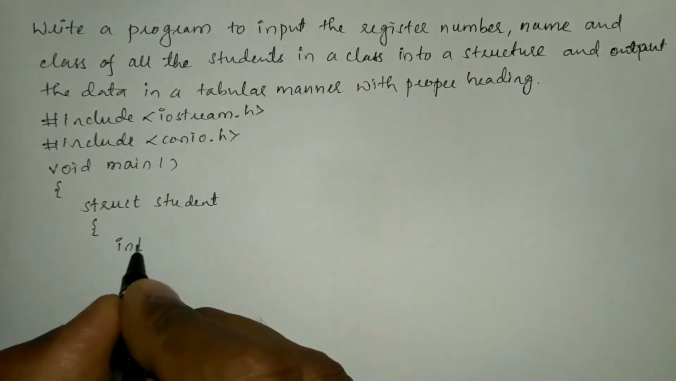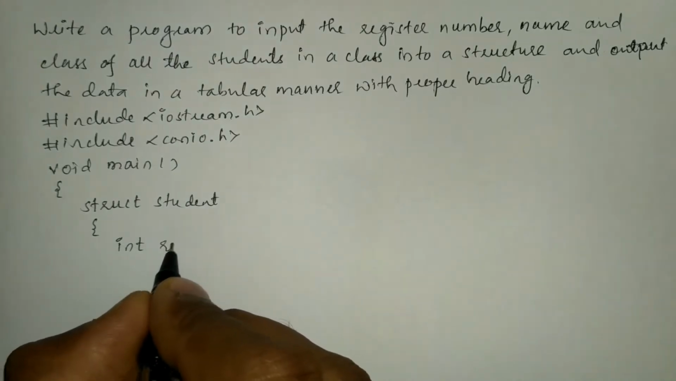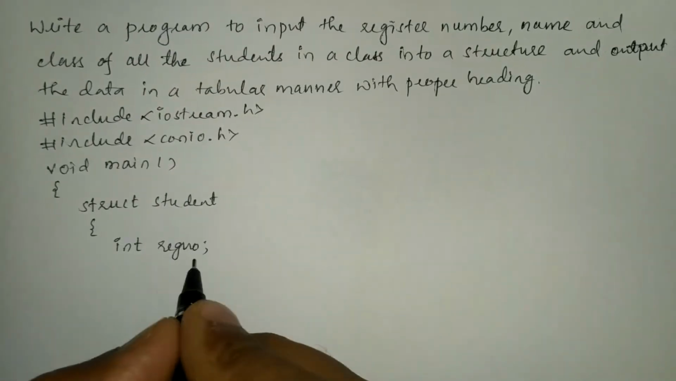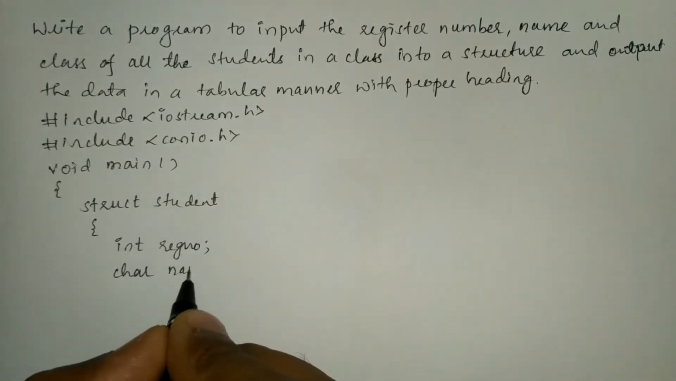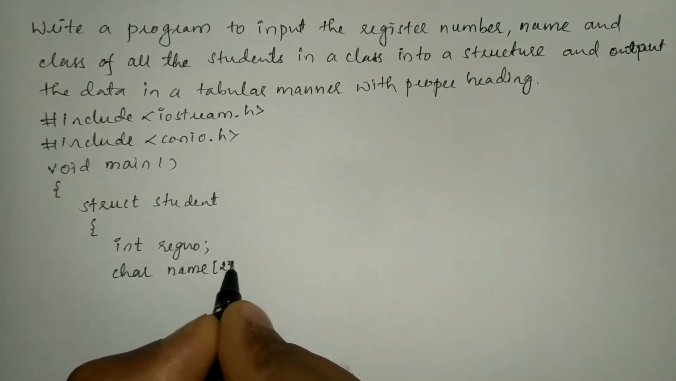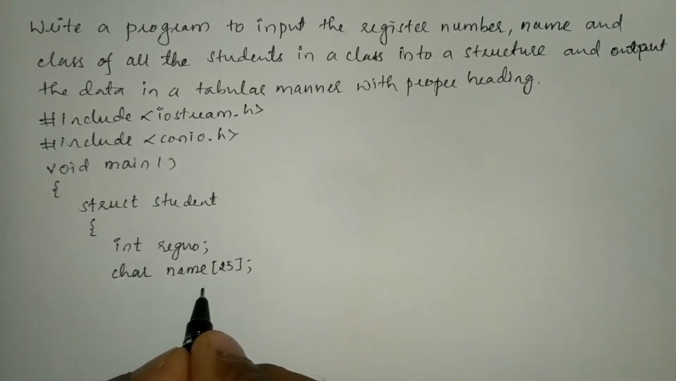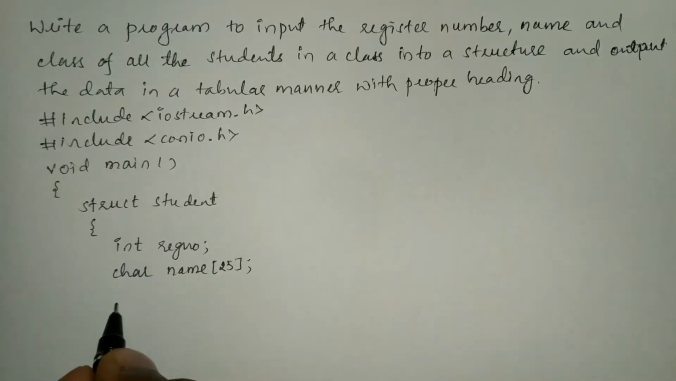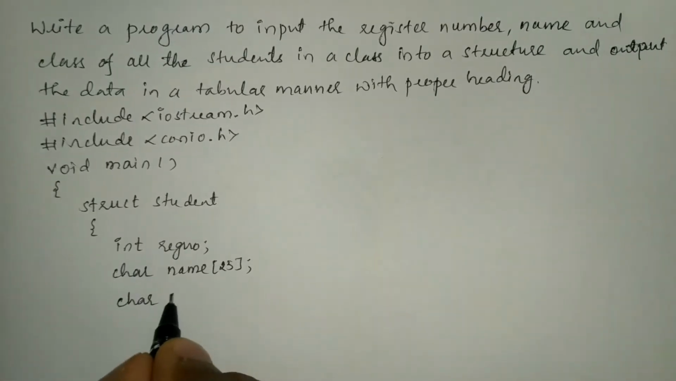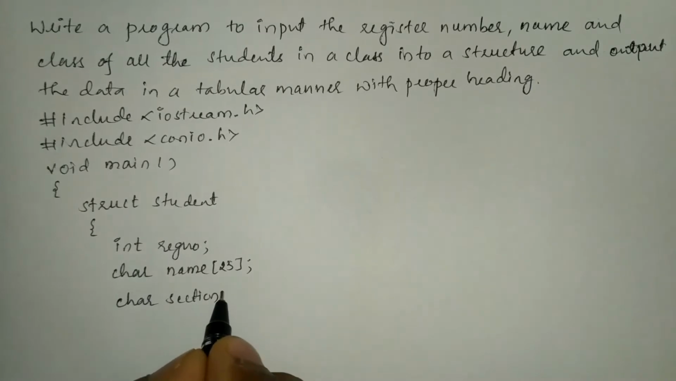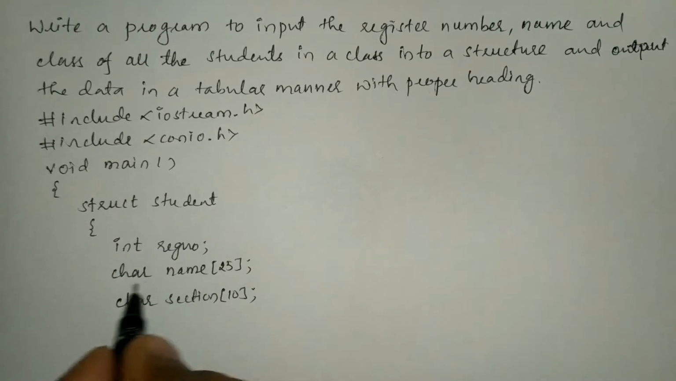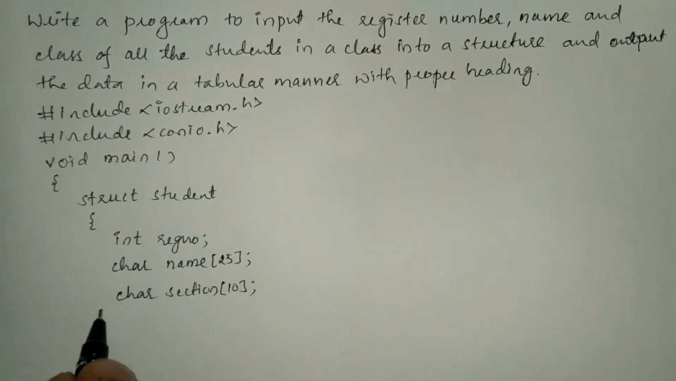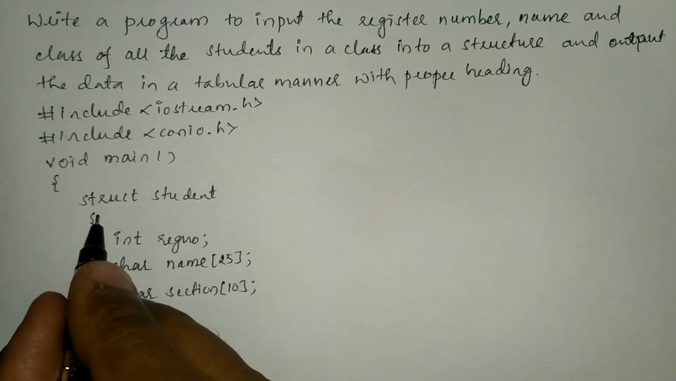So here I'm going to declare a variable of type integer, for example register number, or else you can write roll number. Next I'm going to write char type of data, and here I'm going to take array of characters whose size is 25, so which receives name. Next I'll write char section of the student. So section, for example, I'm going to take size 10. So both of these two are array of character type. Next curly closing brace and semicolon indicates it's a termination point of a structure definition.